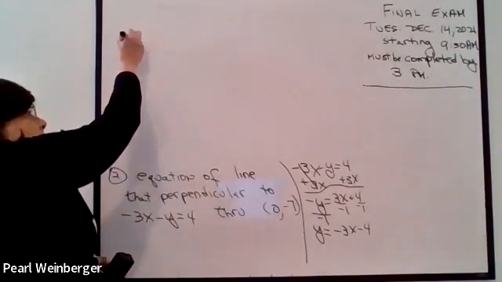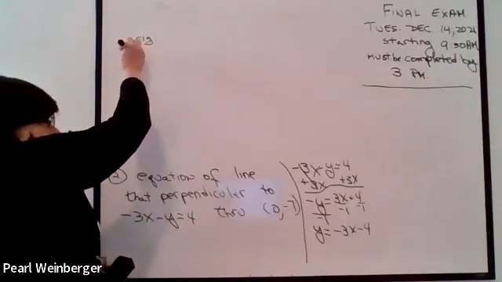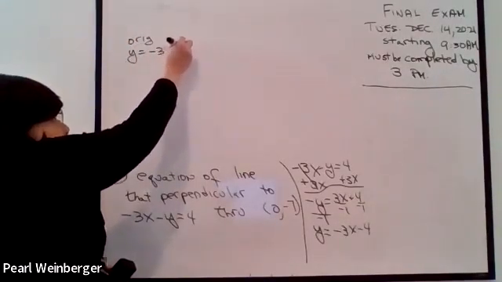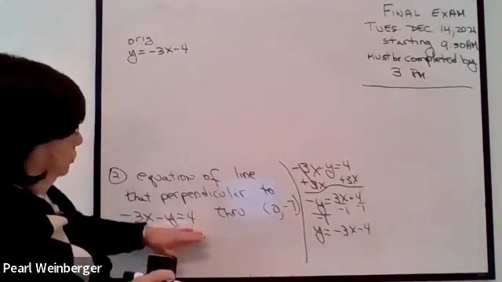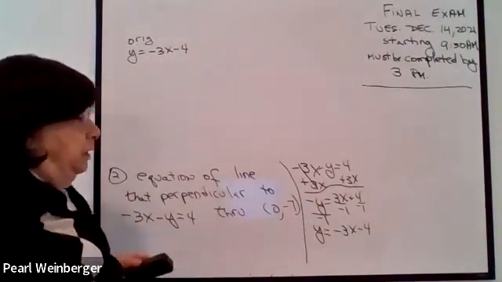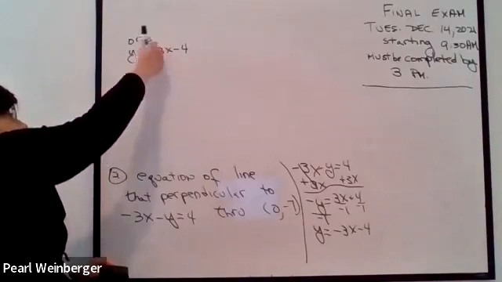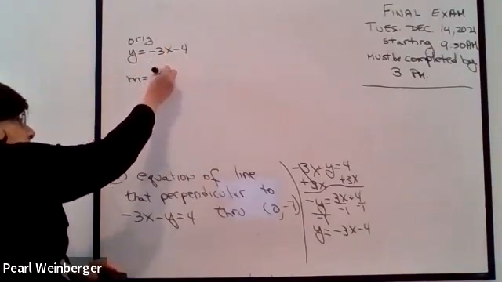Okay, so this is my original line, y equals negative 3x minus 4, in y equals mx plus b form. That's the first thing we have to do. We see the slope of this line is the number in front of the x, the coefficient of the x, which is negative 3.